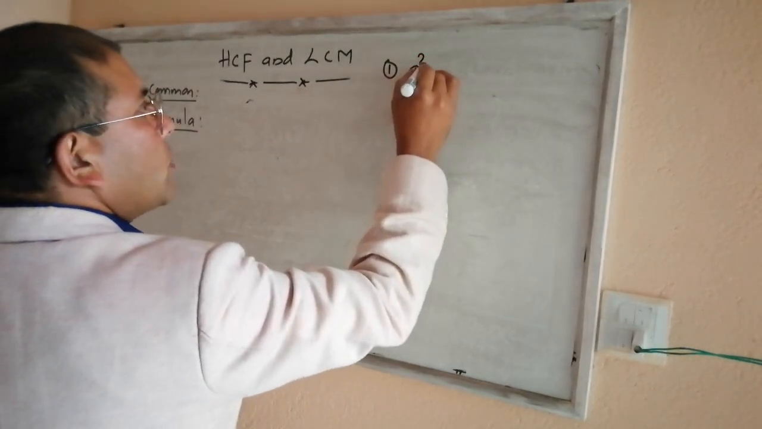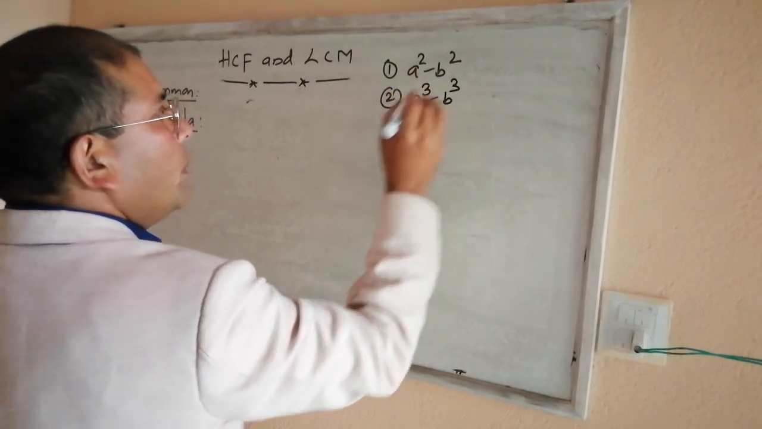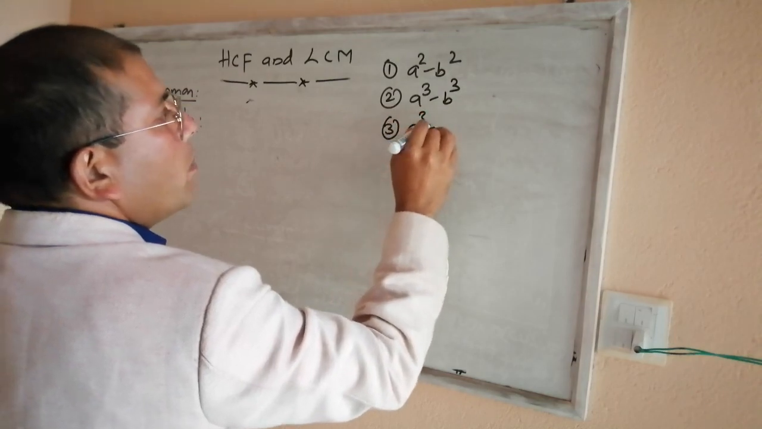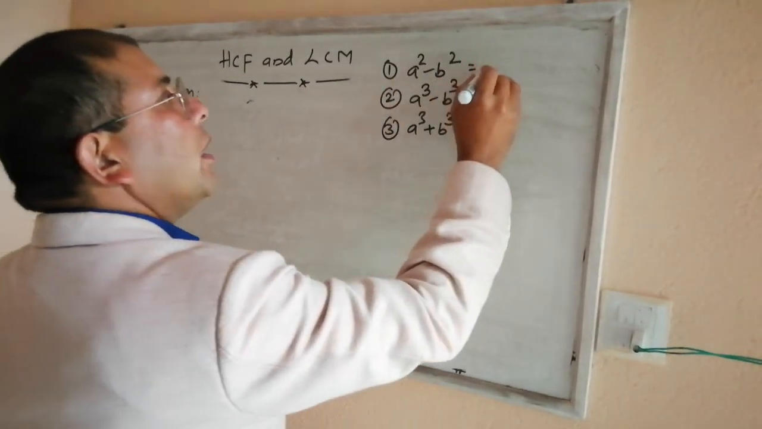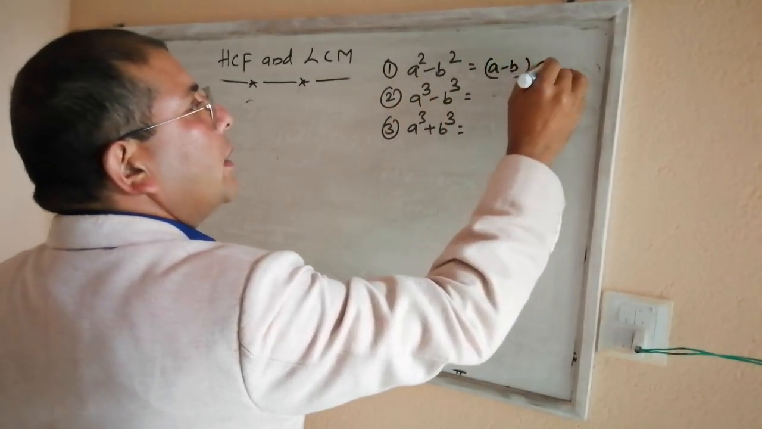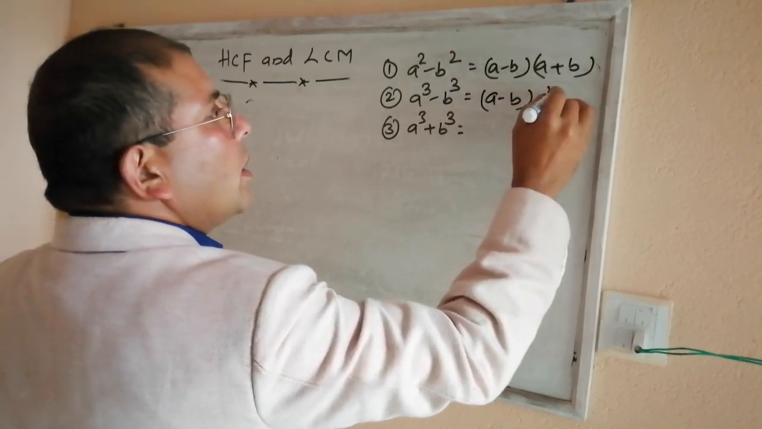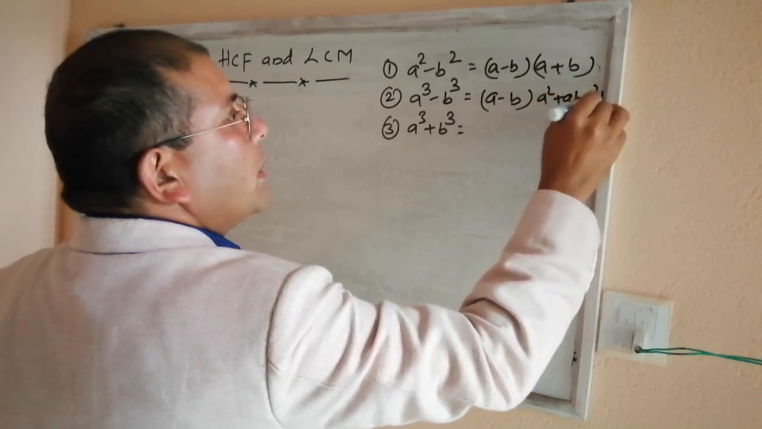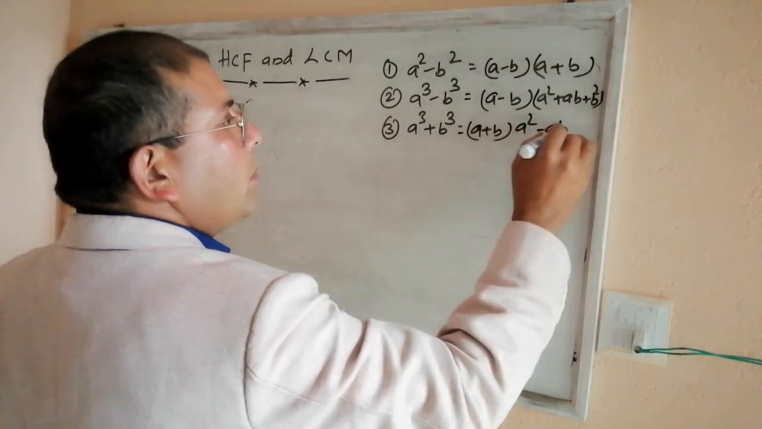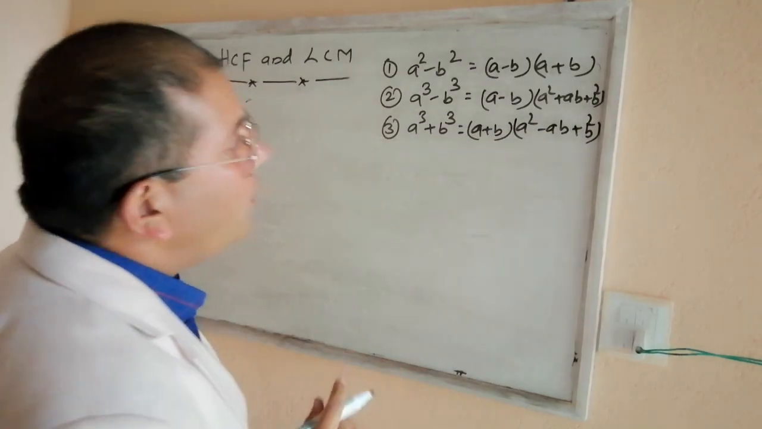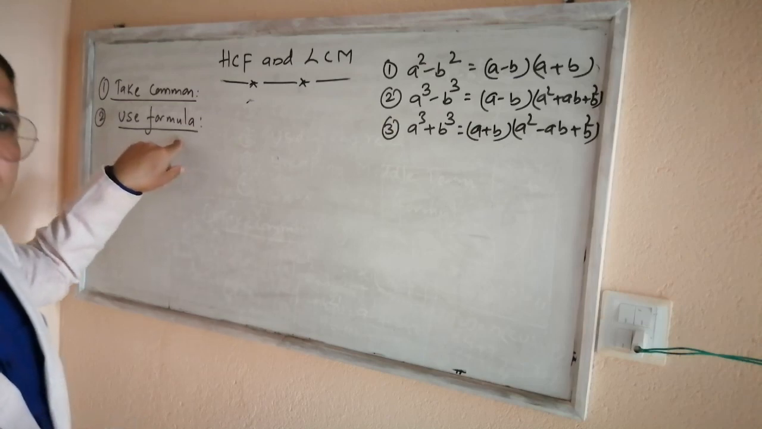First is a square minus b square. Second is a cube minus b cube. Number 3rd, a cube plus b cube. Then a square minus b square is a minus b times a plus b. Second, a cube minus b cube is a minus b times a square plus ab plus b square. Third, a cube plus b cube is a plus b times a square minus ab plus b square. We have these three formulas, then we can use these three formulas in the second method.